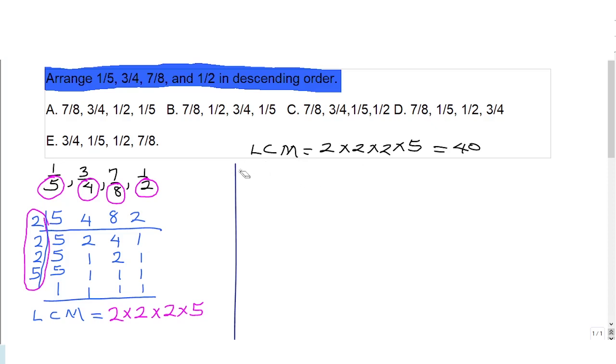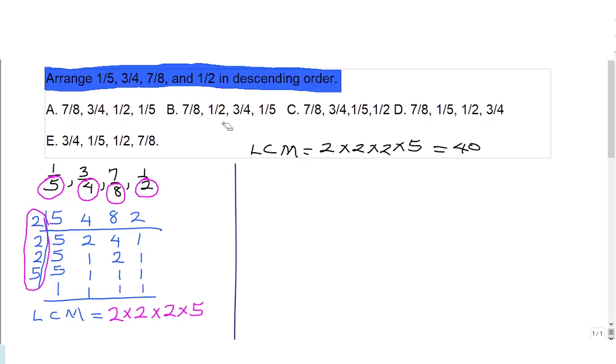So this is the procedure. The first step is to get the LCM of all these denominators, the number below another number in a fraction: 5, 4, 8, and 2. So that is how we get that 40. I hope I cleared that.